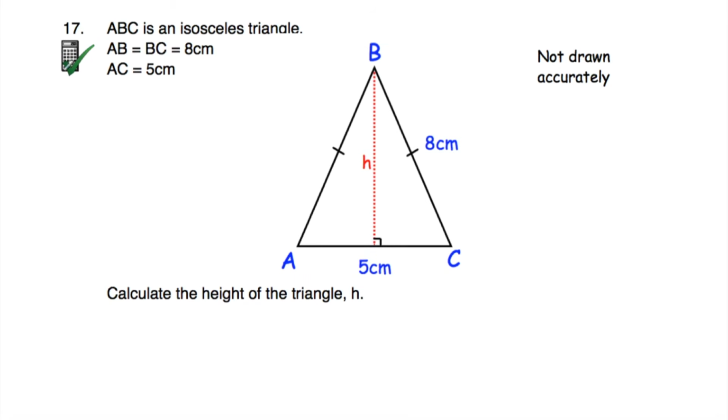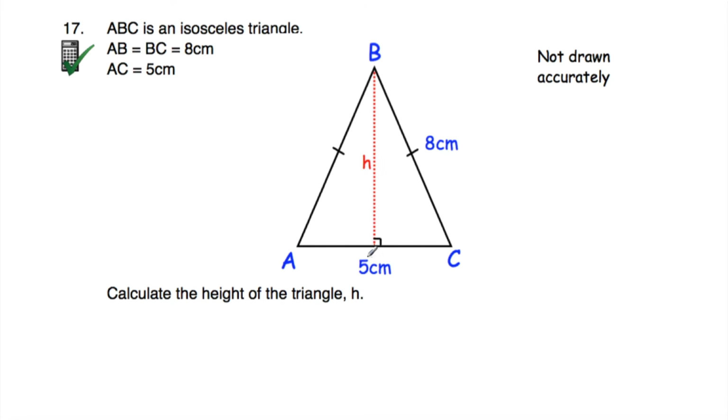Okay, let's have a look at our next question, question number 17. Question number 17 says ABC is an isosceles triangle. So we've got this isosceles triangle, and we're told that AB equals BC equals 8 centimeters. So the length of the right hand side is equal to the length of the left hand side, and they are 8 centimeters each. And the length of the base, from A to C, is 5 centimeters.